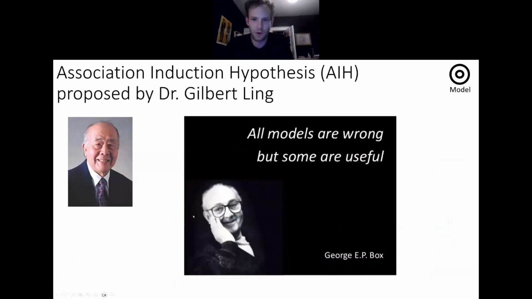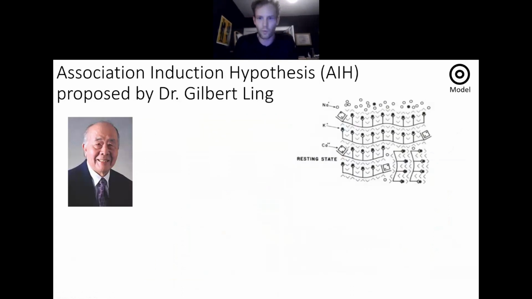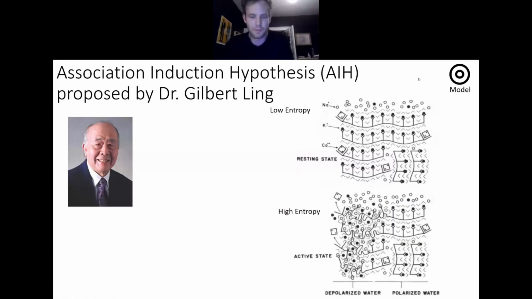So again, I like this quote: all models are wrong, but some are useful. With this in mind, I like to keep the things I like from Gilbert Ling, and one of them being his idea of the resting state of a cell being very ordered and so low entropy, where you have the potassium nicely bound to the cytoskeleton, and then water being ordered around that.